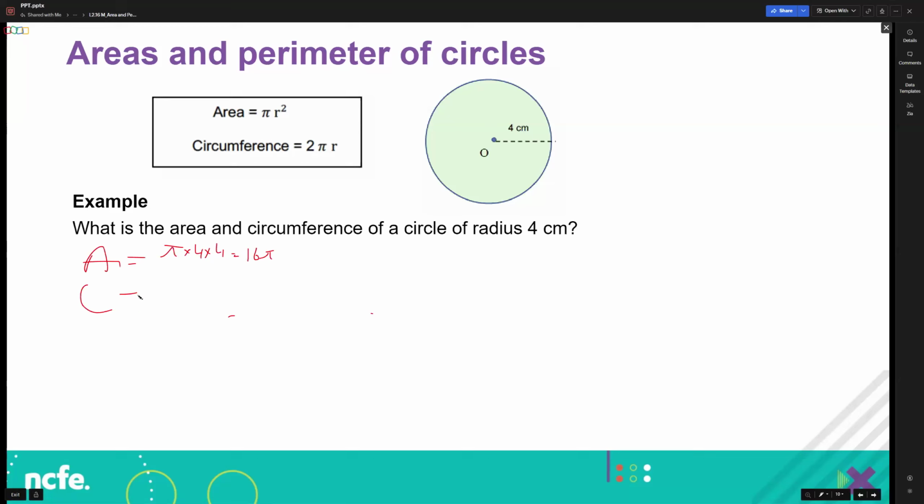And then circumference is 2 times pi times 4. So it's 8 pi. I think that's pretty simple. And then if you just wanted to go on your calculator to figure it out, yeah, you could. It's not that tricky.